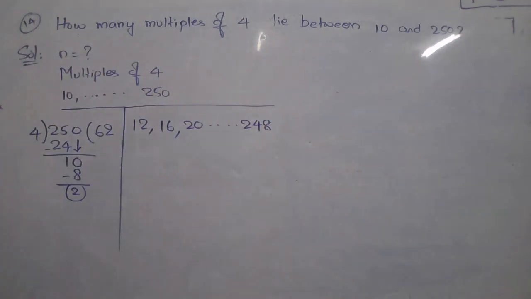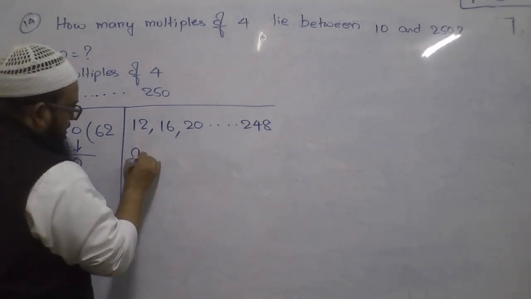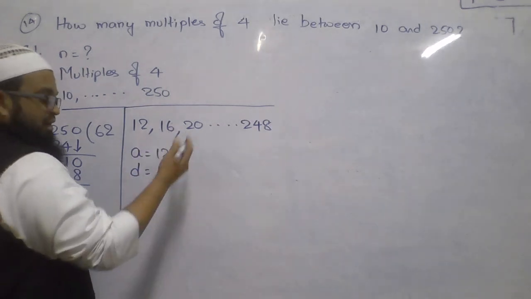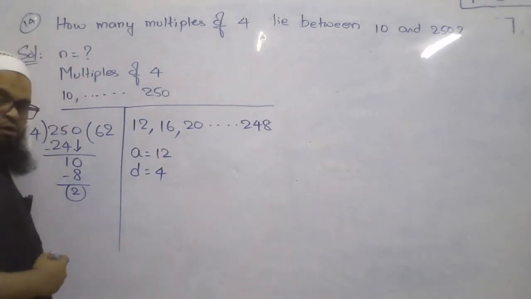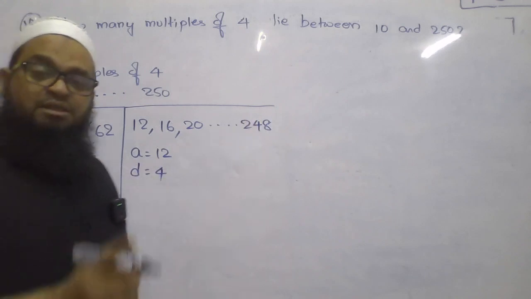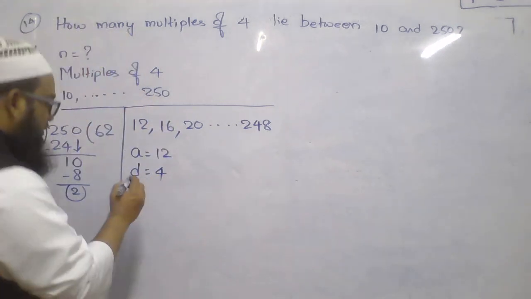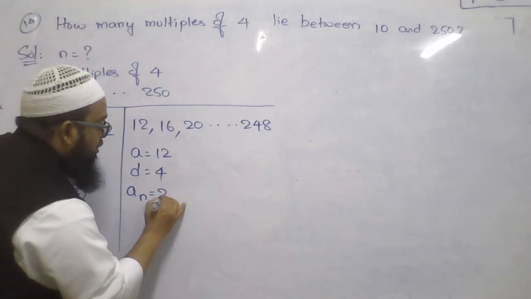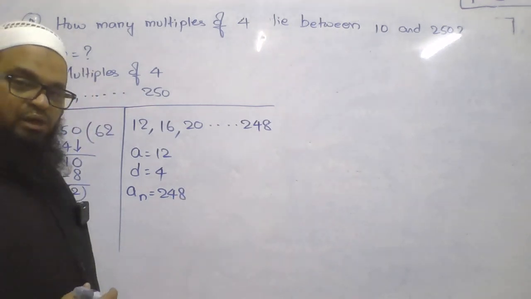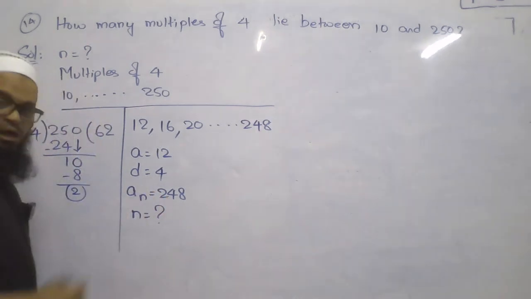Now you got a series. So tell me, what is this one? First term, good boys. So it is 12. And what is the common difference? Here multiples of 4, therefore it is 4. And what is 248? Very good boys, don't confuse yourself, it is the nth term. So the nth term is 248. Now you got the nth term as 248, and what to find? How many numbers? N is equal to how much?